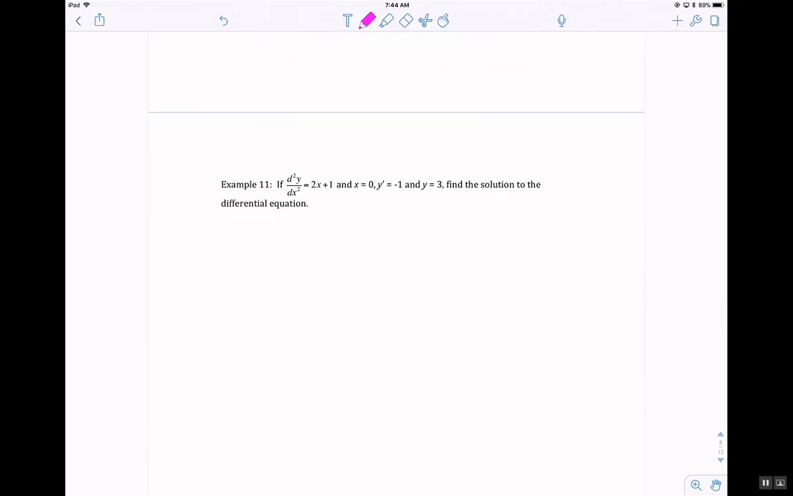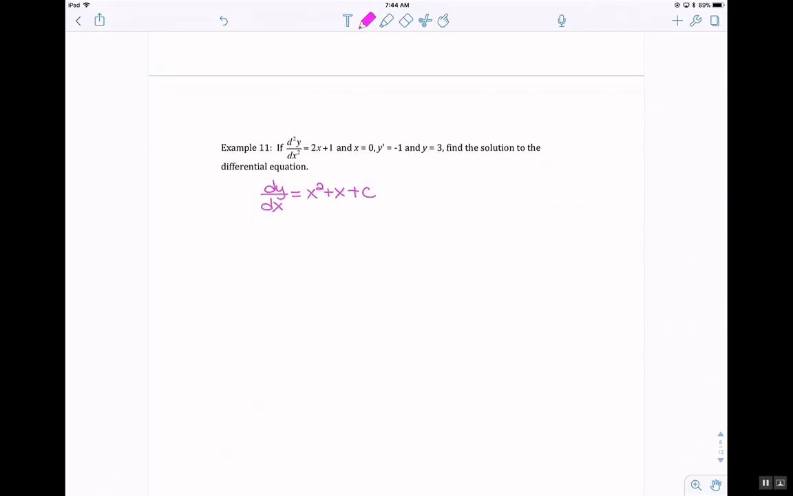Example 11 is your second derivative. It's a little bit strange when you find the solution to this differential equation, but when I take this antiderivative, my dy dx is equal to x squared plus x plus c. You don't have to separate the variables for the second derivative. You just have to do it for the first. So I know that when x is equal to 0, y prime is equal to negative 1. So negative 1 is equal to 0 squared plus 0 plus c. So c is negative 1. So dy dx is equal to x squared plus x minus 1.